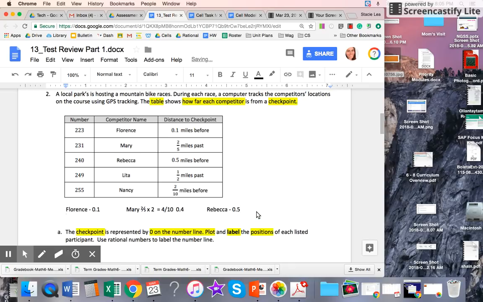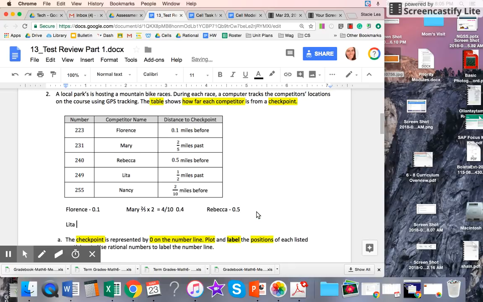I'm going to come down and get Lita. She's 1/2 mile. My guess is you can probably look at 1/2 and know the decimal form, but let's pretend we couldn't. We need a denominator of 10, so I can multiply the top and the bottom by the same number, which is 5, to get 5/10. Again, I went 2 times 5 to get 10, 1 times 5 to get 5. And if I say that out loud, 5/10, decimal form.